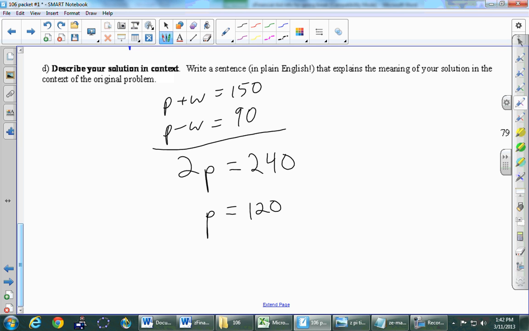And once you know that P is 120, you can plug into either equation. I'll plug into the first because it has a plus sign instead of a minus sign. Instead of P in that first equation, what can we put? 120, plus some W equals 150. How much is W? 30.